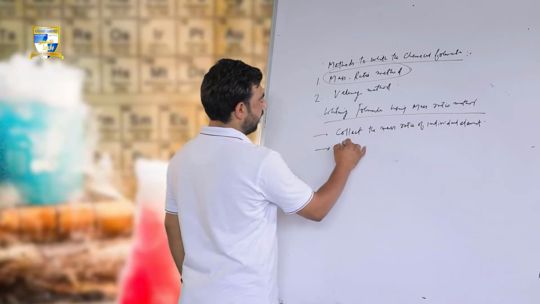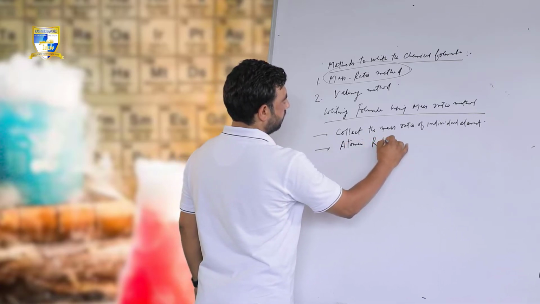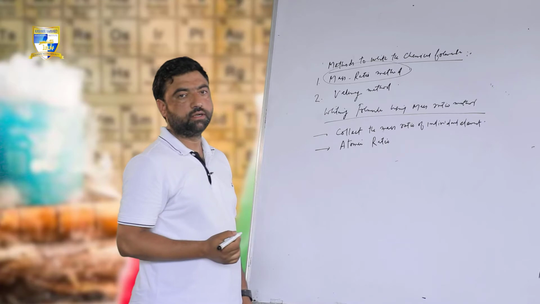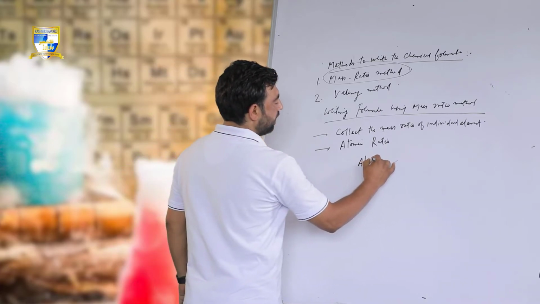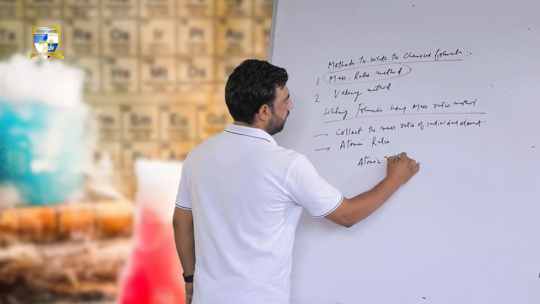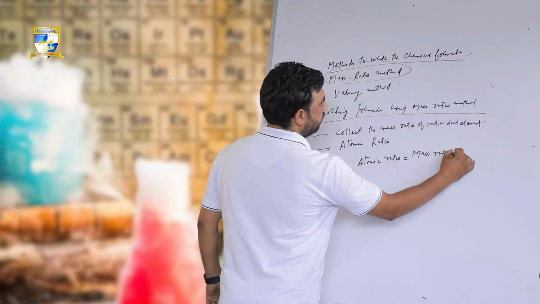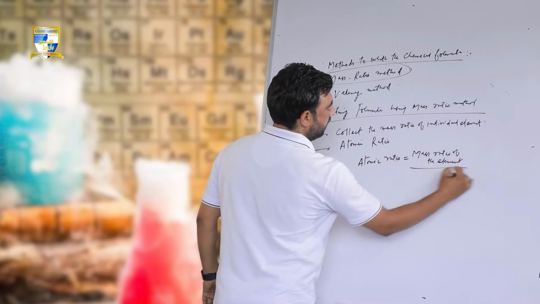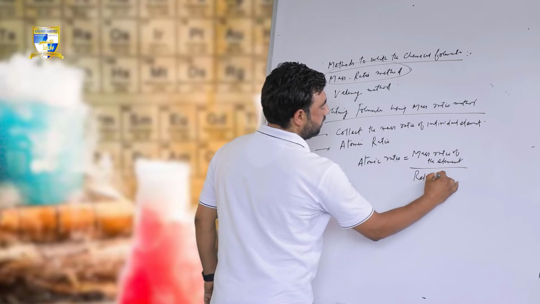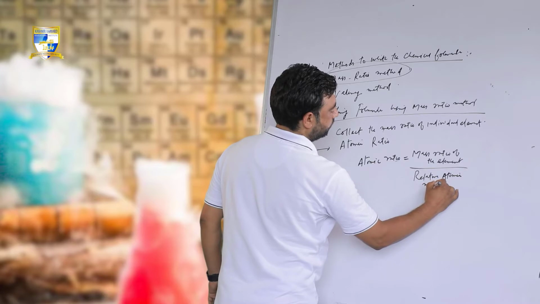Then we have to find the atomic ratio. And how to find the atomic ratio? Atomic ratio is equivalent to the mass ratio of the element divided by the relative atomic mass of an element.